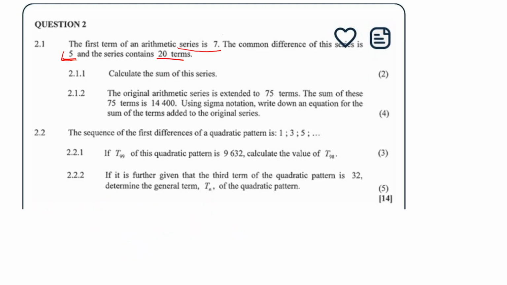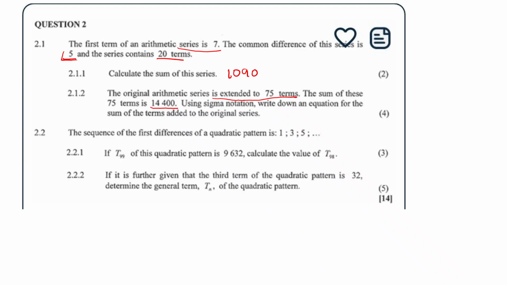Now let's go to 2.1.2. The original arithmetic series is extended to 75 terms. The answer for 2.1.1 is 1090. Now it is extended to 75 terms, and the sum of these 75 terms is 14,400. Using sigma notation, write down the equation for the sum of the terms added to the original series.